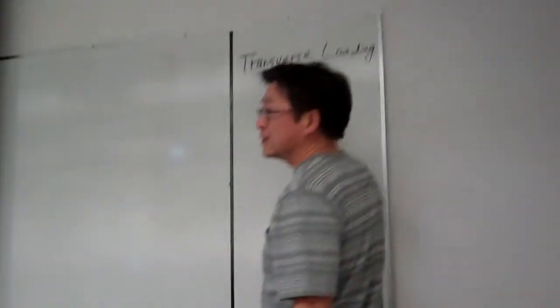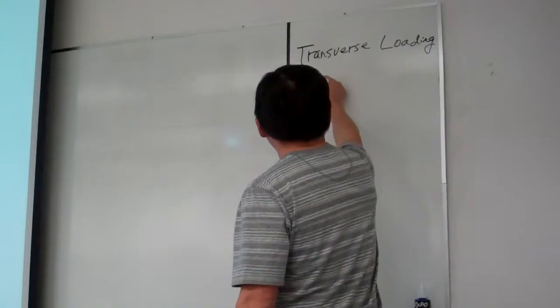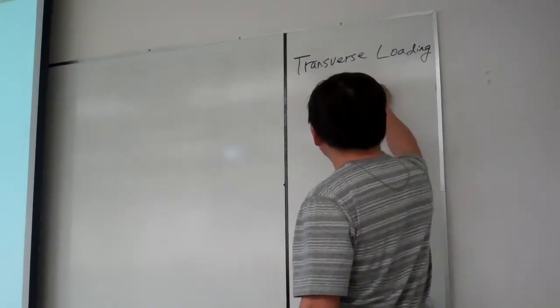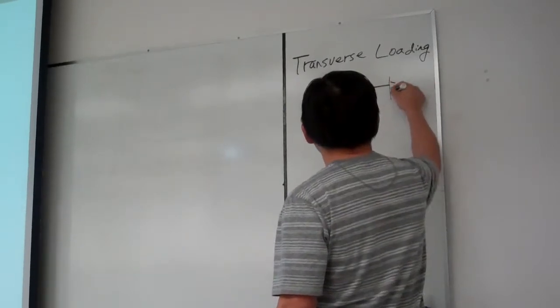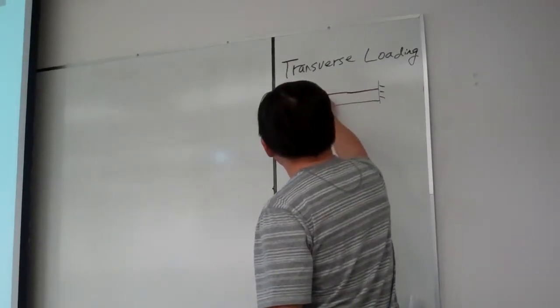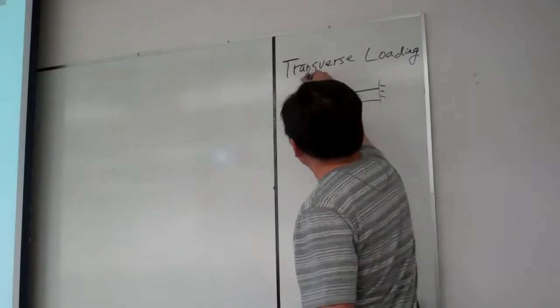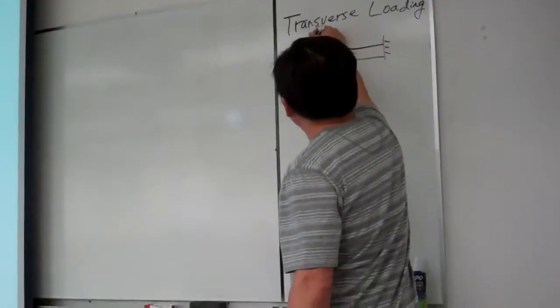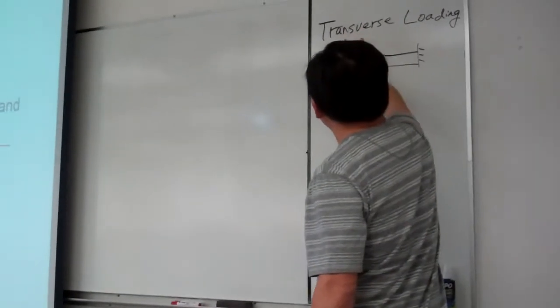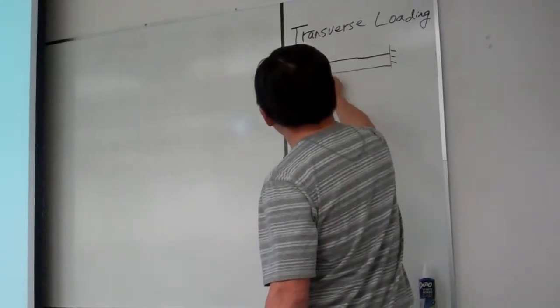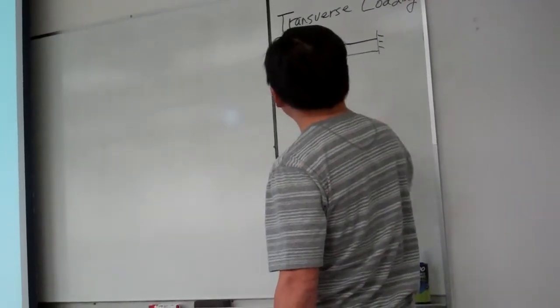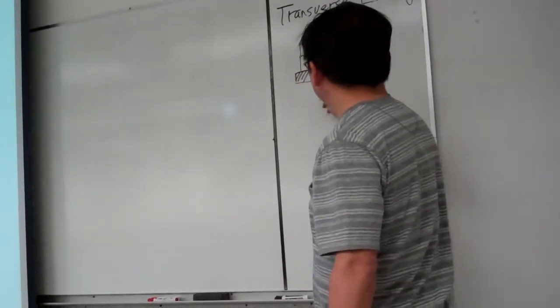Transverse loading is a loading, for example, we've seen in our shear diagram. If this is a cantilever beam, taking, for example, a force, say, if this cantilever is being used to hang up a weight, so the weight applies the force to the beam.